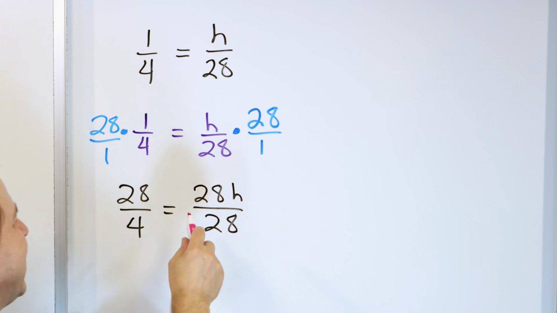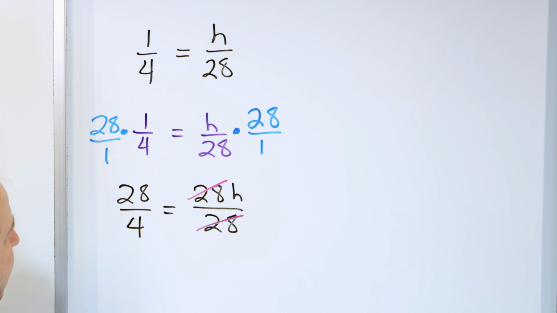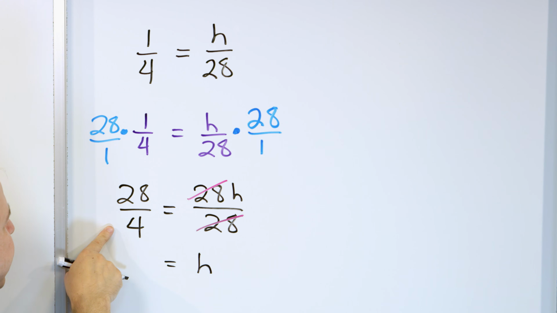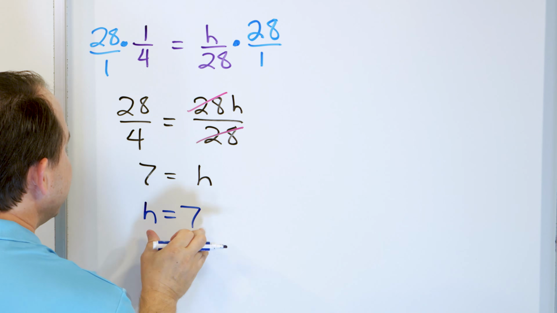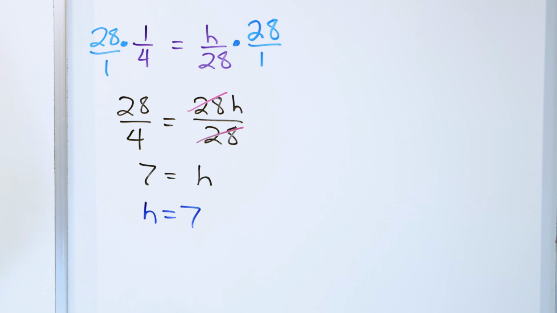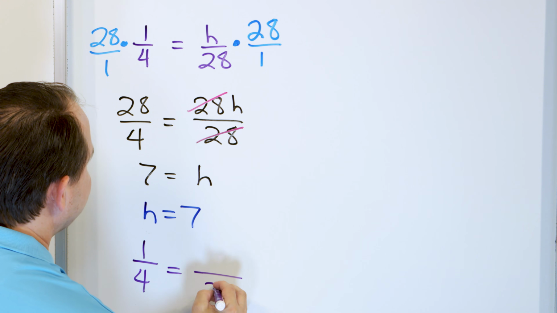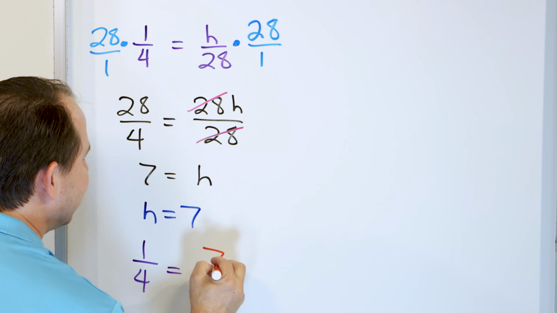All right, now notice what happens here. The 28 cancels with the 28 because they divide away. 28 divided by 28 is 1. So the only thing really left on the right-hand side is h. And on the left-hand side, 28 divided by 4 is 7. So we can flip that around and put the variable on the left, h is equal to 7. This is the only number that works in our proportion. Now let's rewrite our proportion. Our proportion was 1/4 is equal to some number over 28. And we're saying that we have solved for the value of this number, and it has to be this.